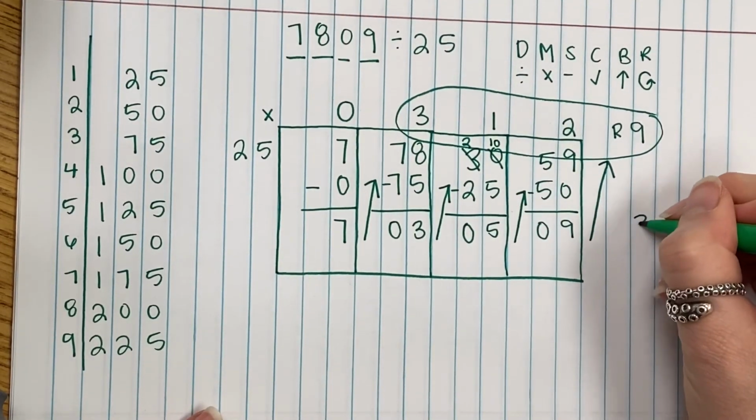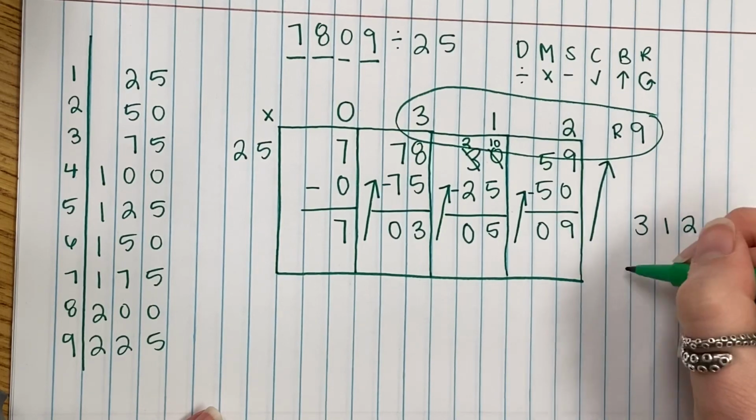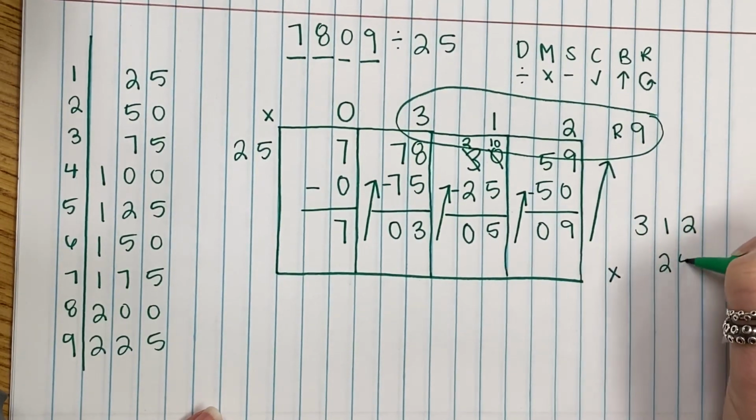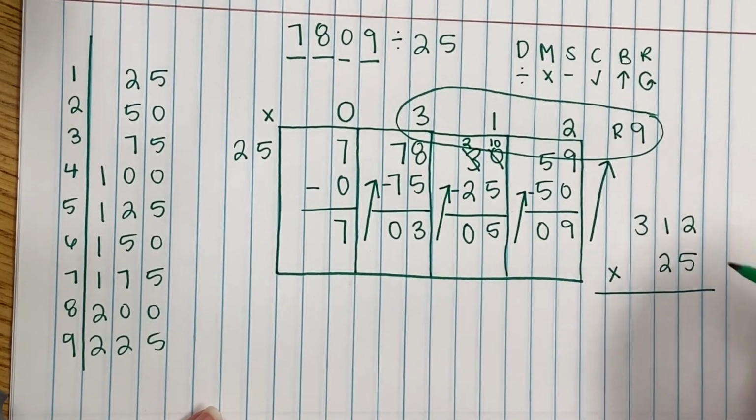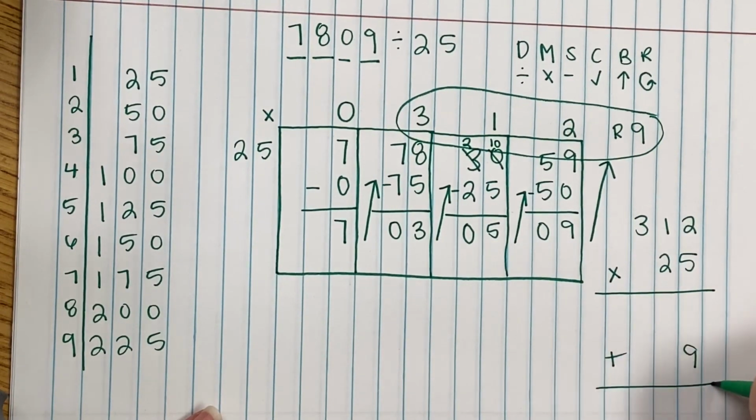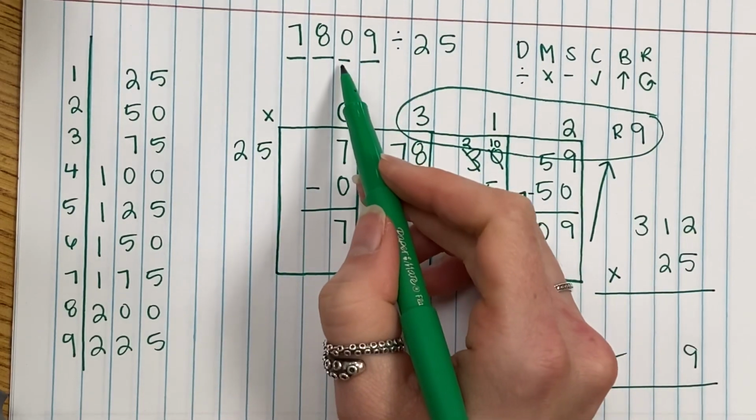I can check my work by doing 312 times 25. Once I get that product, I can add 9, and this answer should match my original dividend.